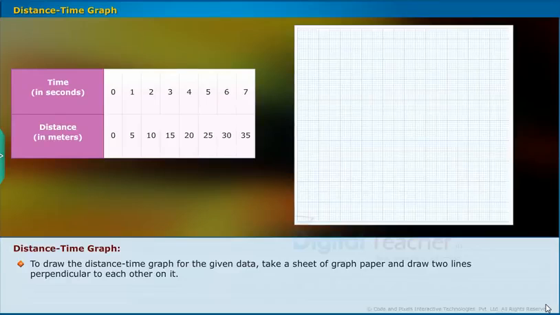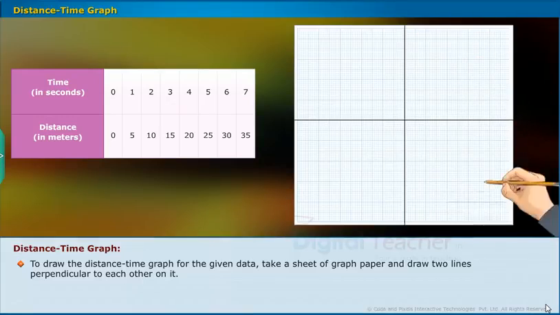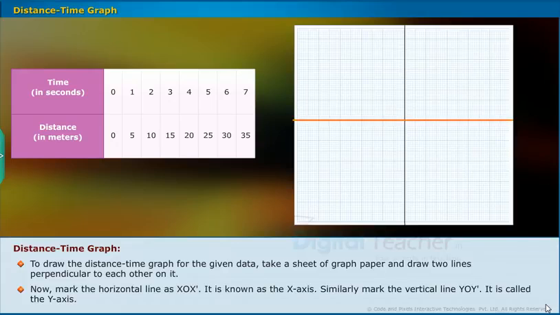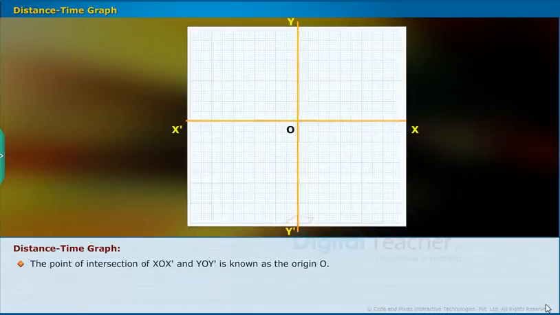To draw the distance time graph for the given data, take a sheet of graph paper and draw two lines perpendicular to each other on it. Now mark the horizontal line as XOX'. It is known as the x-axis. Similarly, mark the vertical line YOY'. It is called the y-axis. The point of intersection of XOX' and YOY' is known as origin O.